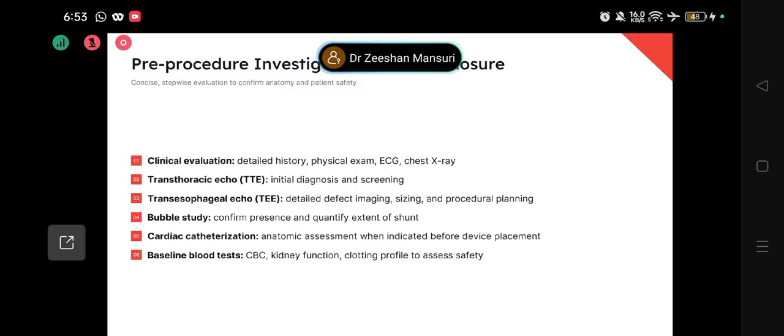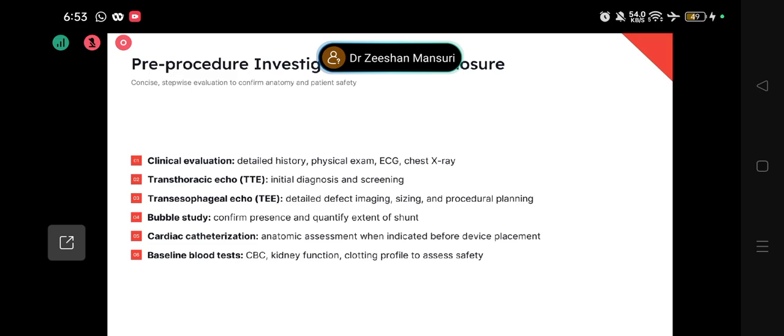PVRI less than 4 is considered to be operable. 4 to 8 is the gray zone. And sometimes people say that even up to 8 to 12, you should try pulmonary vasoreactivity testing. And beyond 12 or beyond 8, you generally suggest that the patient should not be operated. What is this pulmonary vasoreactivity testing?